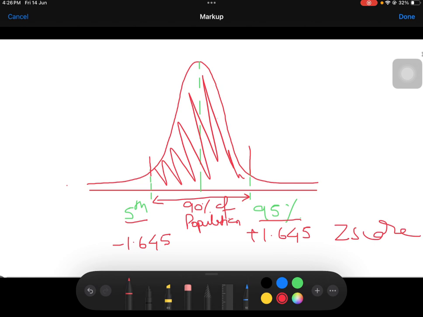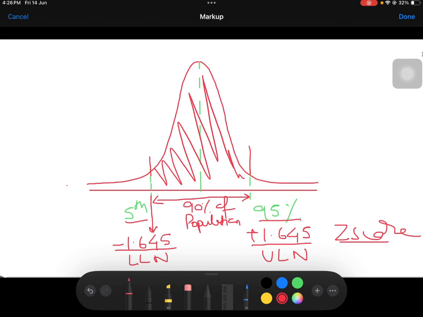Now if we see, the 5th percentile corresponds to the minus 1.645 Z score, and on the right hand side similarly plus 1.645 Z score. This minus 1.645 is the lower limit of normal, LLN, and on the right hand side plus 1.645 is the upper limit of normal.